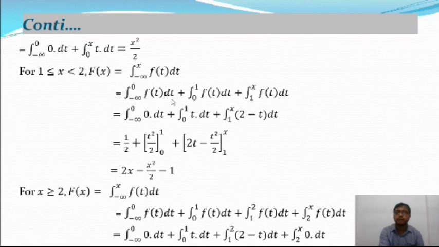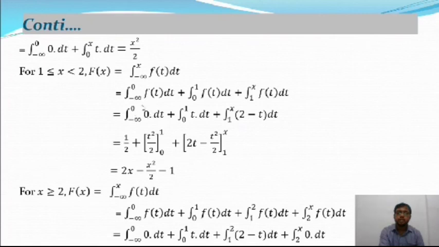Okay, so in the interval minus infinity to 0 the functional value is 0, in the interval 0 to 1 the functional value is t, that means x, and in the interval 1 to x the functional value will be 2 minus t. These are actually the density function in each of these intervals.